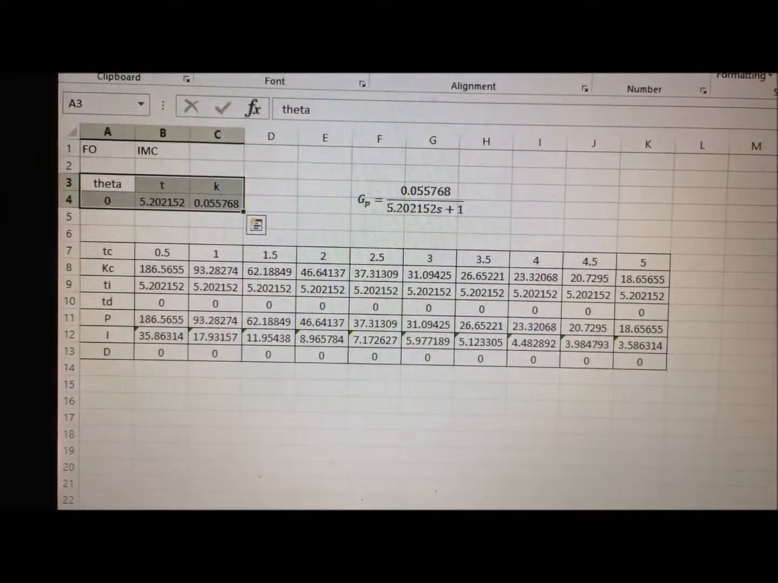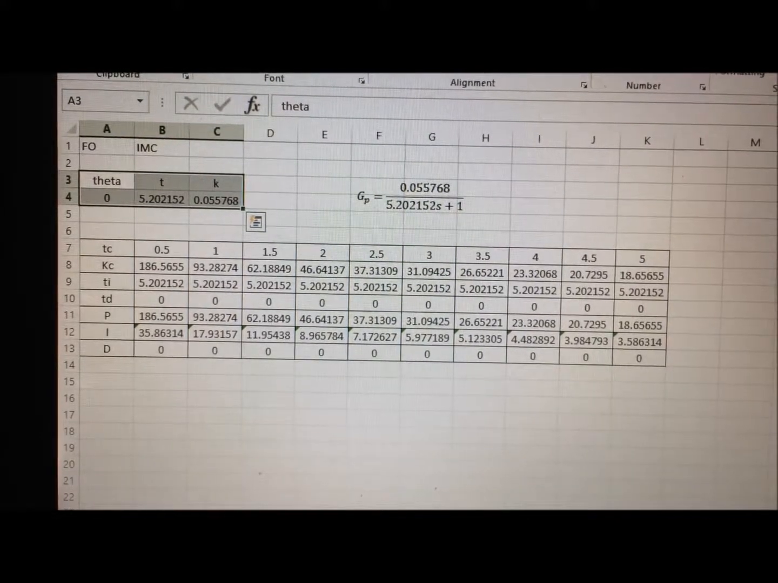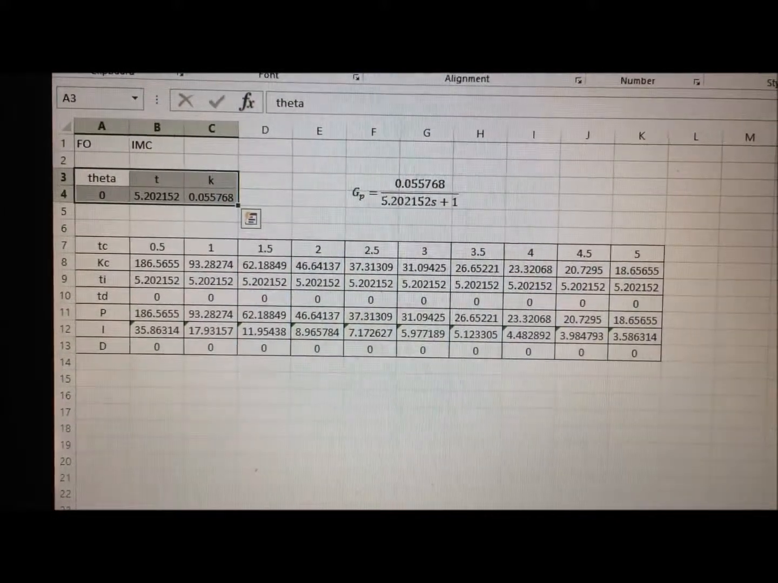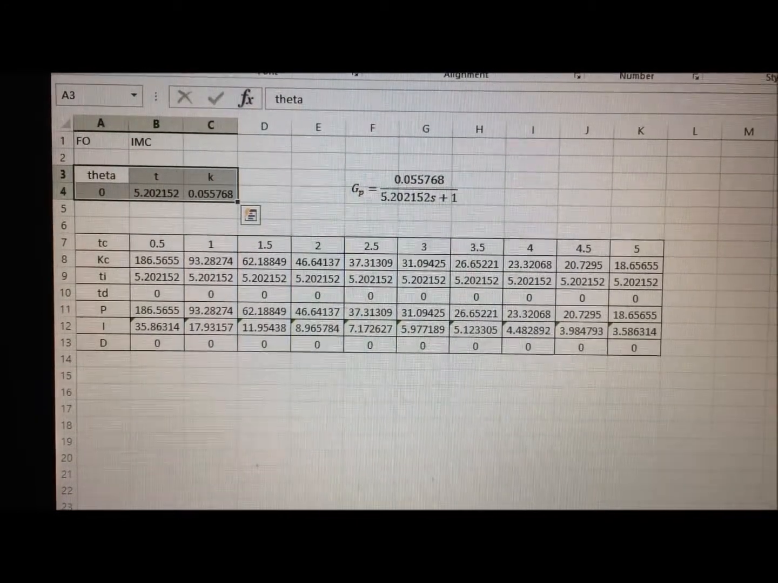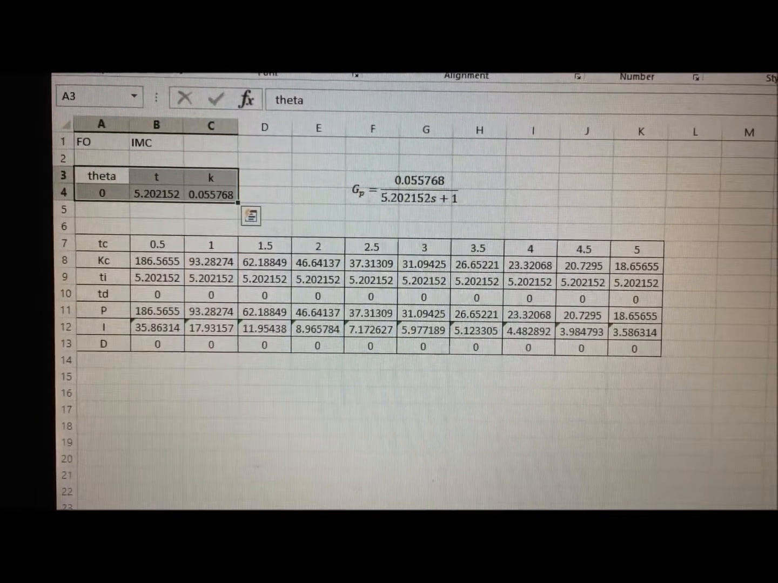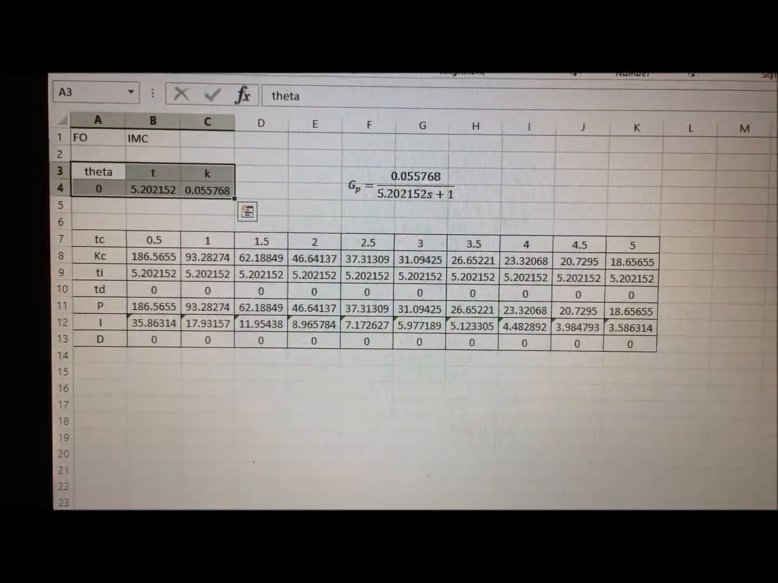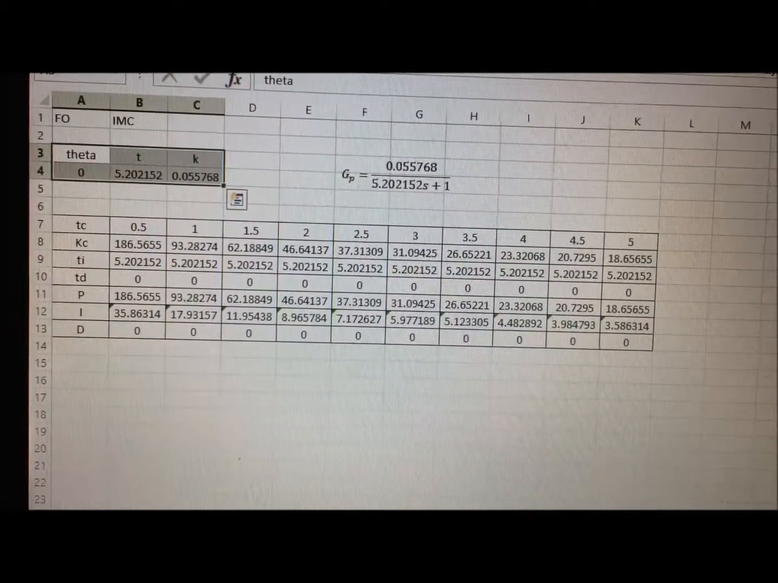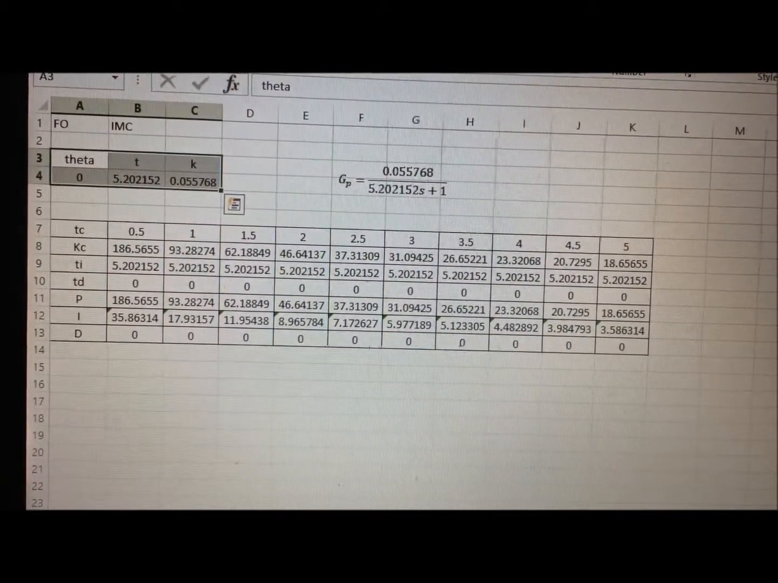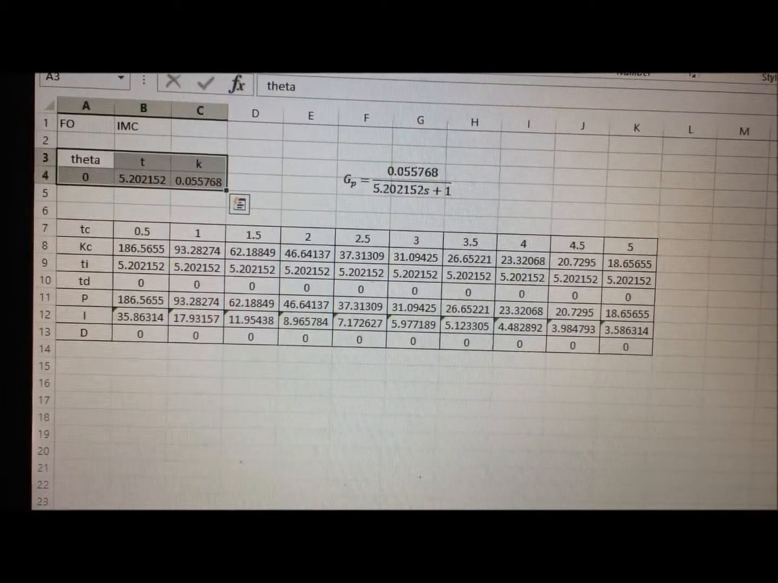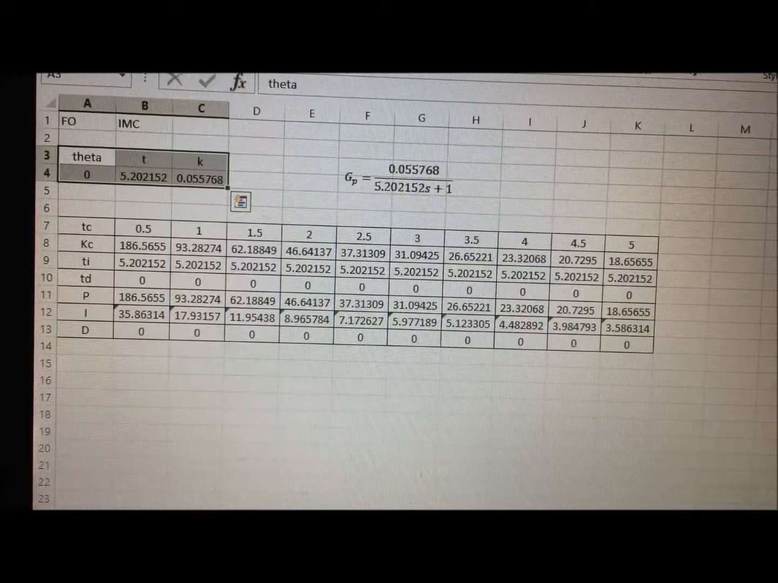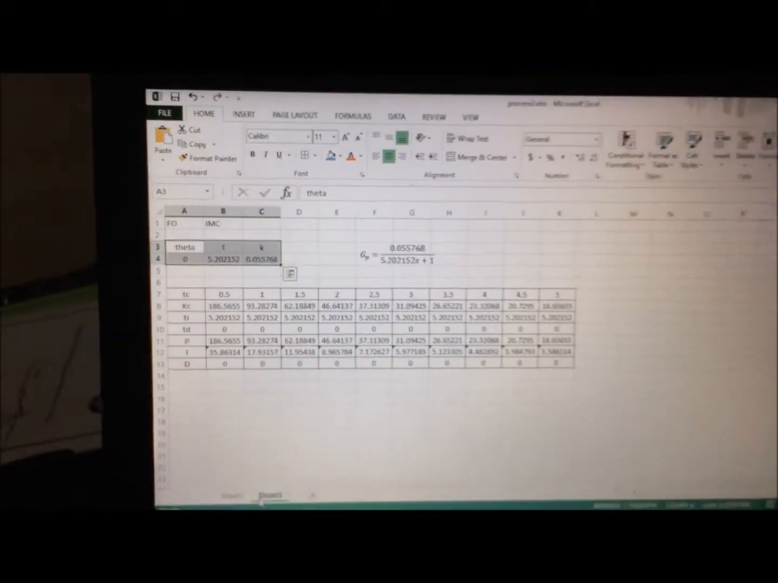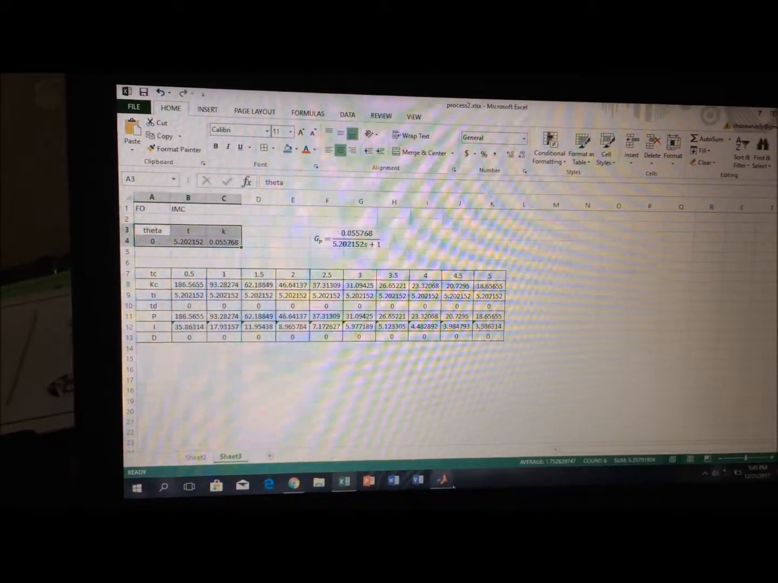So this is our KC, tau I, and the one below is our P and I part for our PI controller. From these 10 data, we are going to use only the highest 5 from the PI controller that we obtained. So next we are going to proceed with our simulation part.